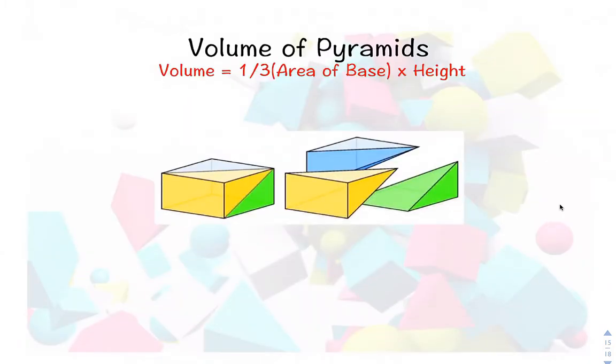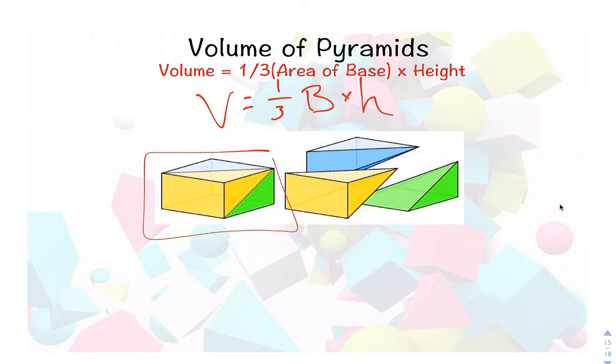Now, where we're going to jump to next is volumes of pyramids. Here's your equation. The volume of a pyramid is 1/3 times the area of your base, big B, times the height. Now remember, again, perpendicular height. So why is that 1/3 here? Well, here's a little visual. If you have this rectangular prism, you could actually split it into three pyramids.